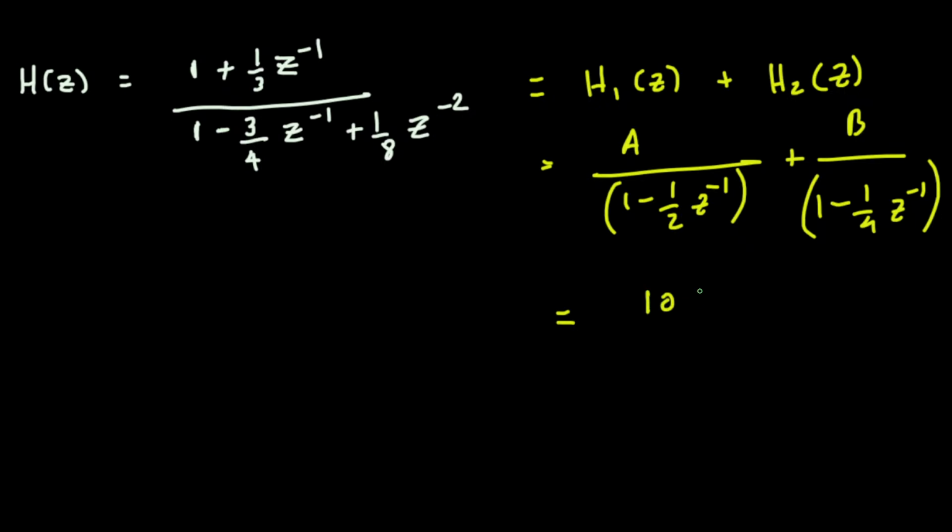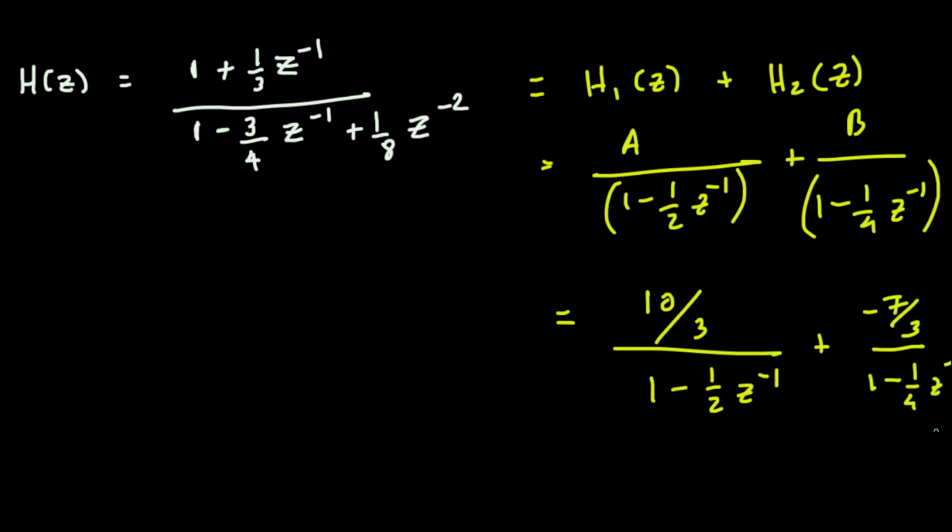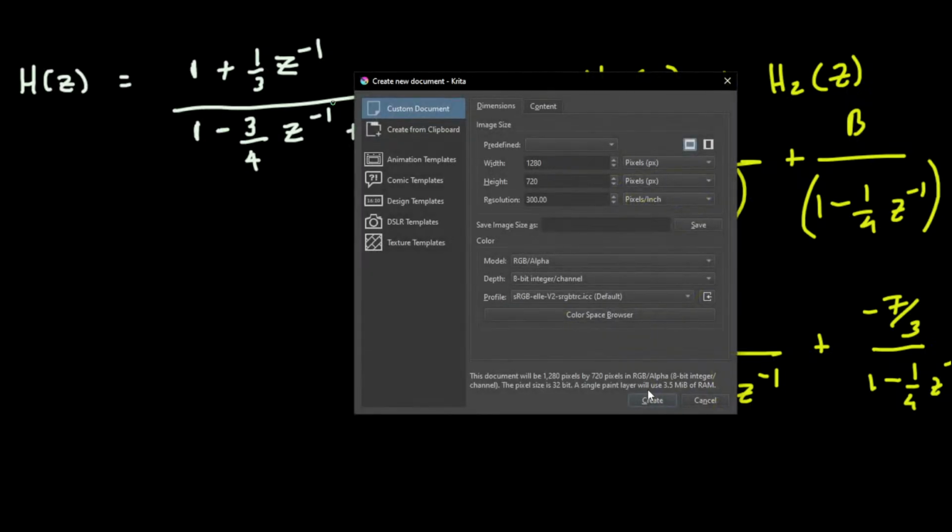Here, if you do the partial fraction and solve for it, you will get 10 over 3 over 1 minus 1 over 2 z power minus 1, and then here you will get minus 7 over 3 over 1 minus 1 over 4 z power minus 1. Okay, if you don't have any idea how to do the partial fraction, I will give a slight idea of how to do that. Let's look at an example for the partial fraction, just for the sake of understanding, in case you don't know.